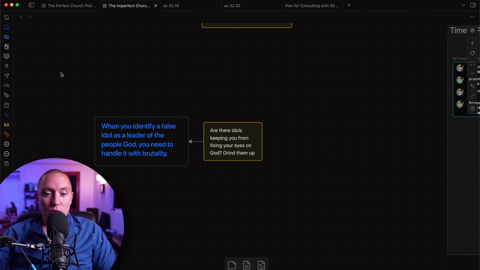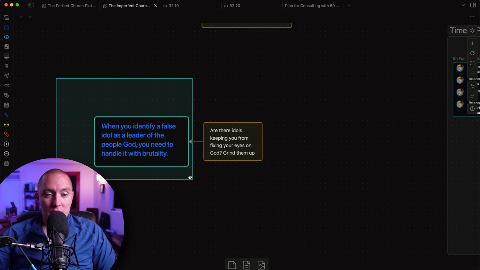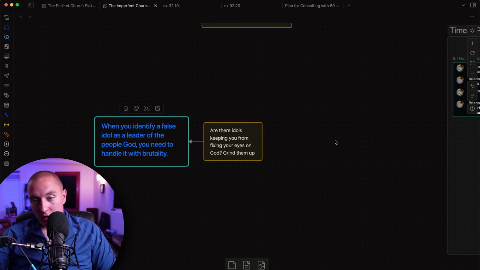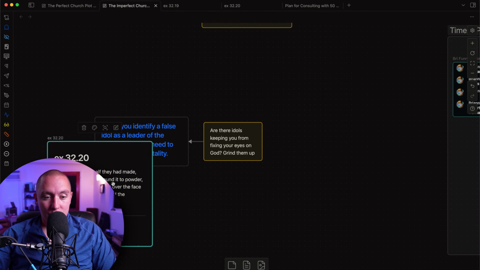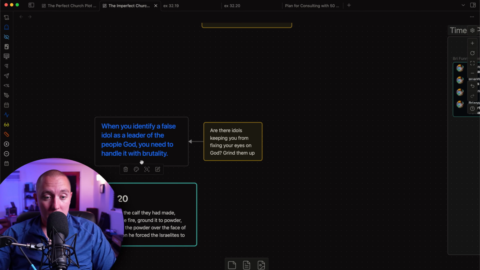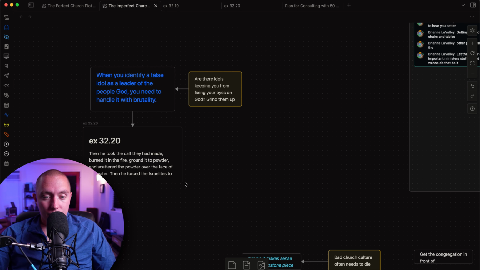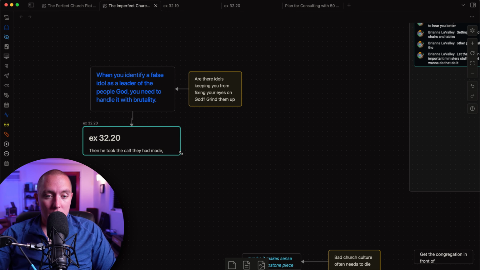Okay. So when you identify a false idol as a leader of the people of God, you need to handle it with brutality. That's what I'm seeing. And I want to bring in this Exodus 20 passage here. I don't need to show the whole thing, but I do want to show that there's a link here. So we'll just go like this. I'll even make it smaller.